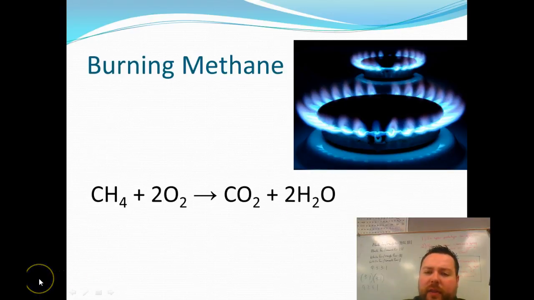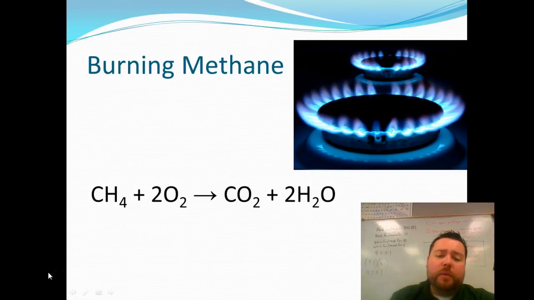Looking at this picture, this is a picture of a stovetop burning a hydrocarbon, in this case methane. And I have the formula for methane below there, so it is CH4, that's methane, plus 2 oxygen molecules forms carbon dioxide and water. So our mole ratios here are 1 to 2 to 1 to 2.